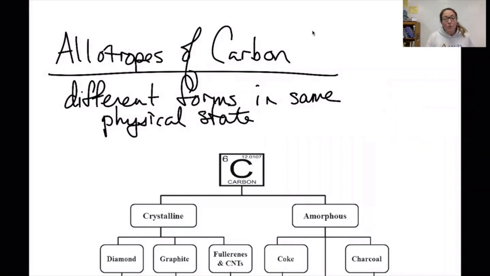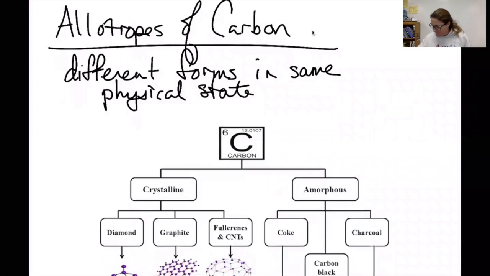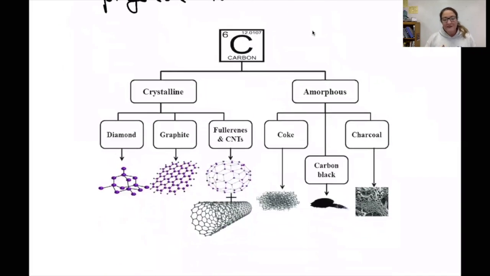There's lots of different ways you can find pure carbon. Some of them are crystalline and some of them are amorphous. Some of the amorphous ones you might be familiar with are charcoal and carbon black. Coke is another form of carbon. It's a little closer to coal. But we're not so much going to talk about the amorphous ones as we are the crystalline ones.